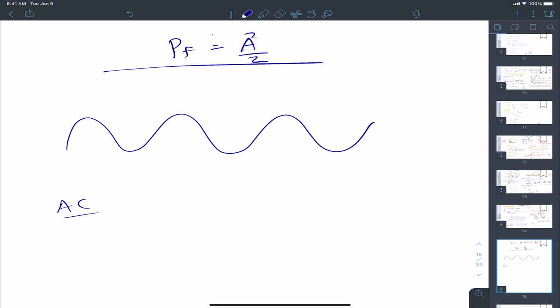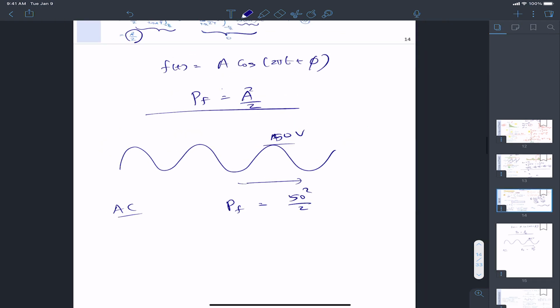AC signal, that's the one that powers our homes and everything. So you have some AC signal. If you go and work at NWIN for an internship, for example, you have an AC signal with amplitude, I don't know, 50 volt, and then whatever the period is, and what is the RMS power of the signal? You will write it is amplitude 50, that will be 50 squared by 2. That's the power of the signal.